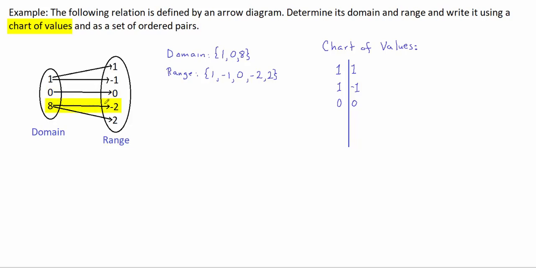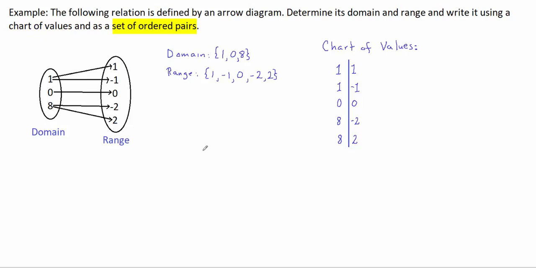We have an arrow associating 8 to negative 2. So that gives us a row in our chart with 8 in the first column and negative 2 in the second column. And finally, we have an arrow associating 8 to 2. So we get a row of our chart with 8 in the first column and 2 in the second column. And this is how you write this relation using a chart of values.